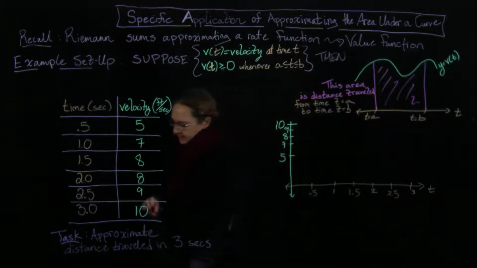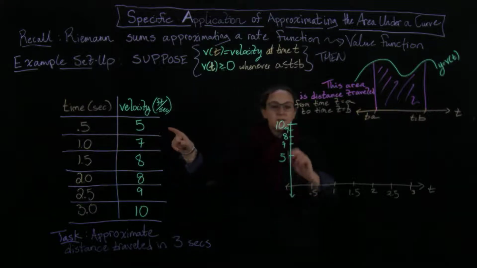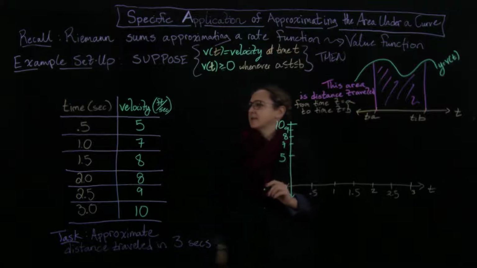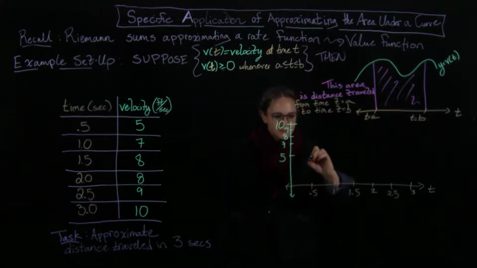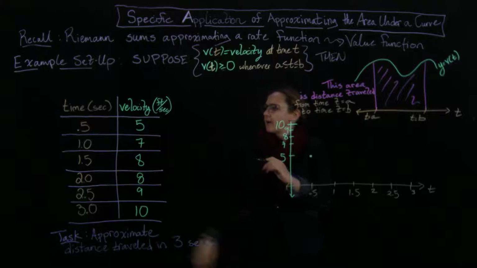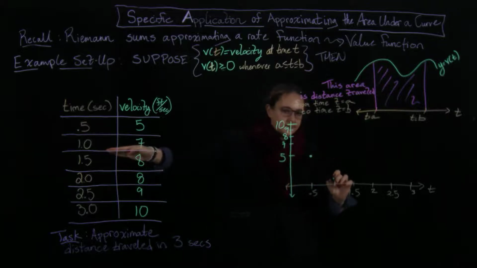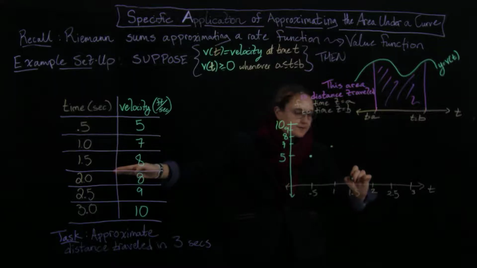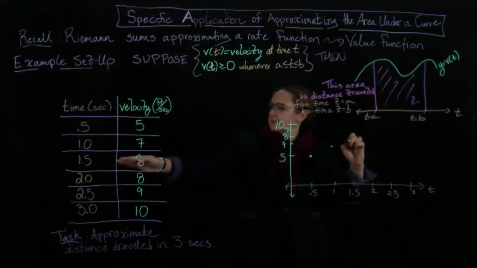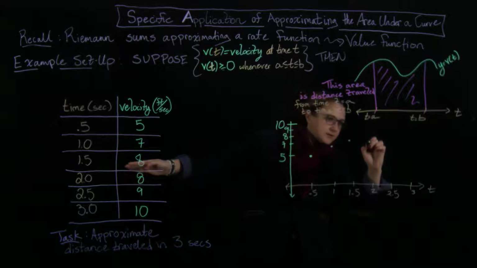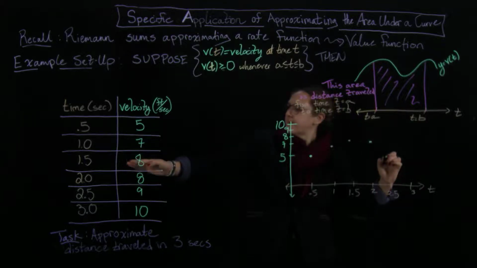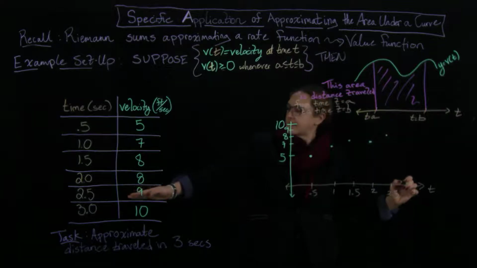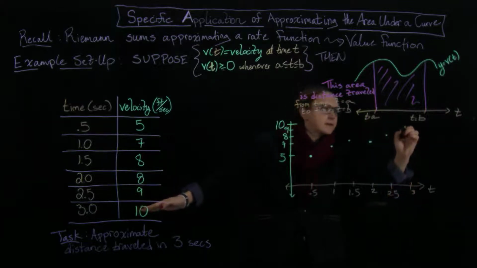And then I know these specific points because I'm plotting the velocity function compared to time. So at 0.5 I should be around 5. At 1.0 seconds I should be at around 7. At 1.5 seconds I should be around 8. And then at 2.0 I should still be at around 8. At 2.5 I should be around 9. And then at 3, I should be around 10.